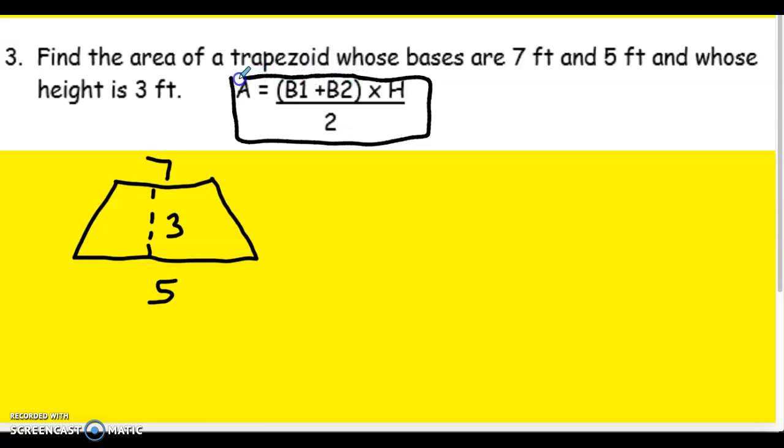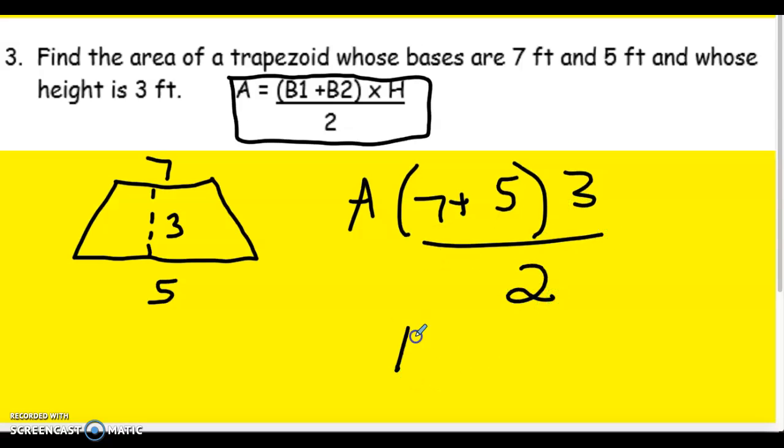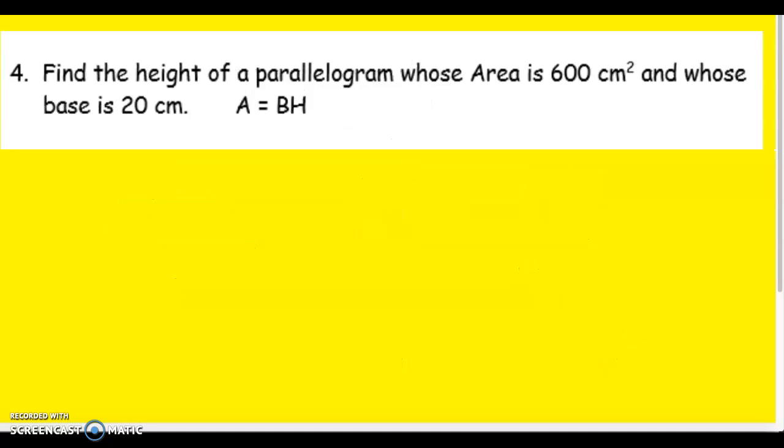You're going to add together the bases, so you add together 7 plus 5, times 3, divided by 2. Then your answer, whatever you get, is going to be feet squared because it's area, feet squared. Certainly you don't have to draw it, but some students may like the visual picture. Okay, number 4, again, if you wanted to draw yourself a parallelogram, you certainly could.